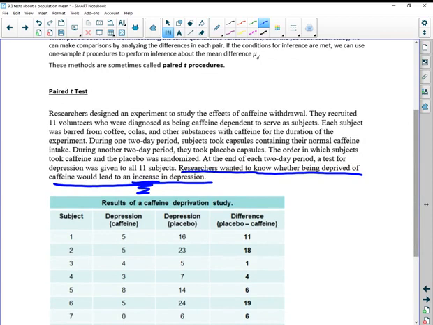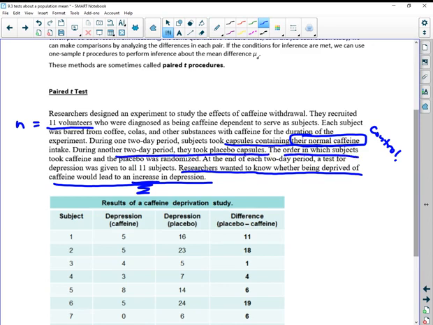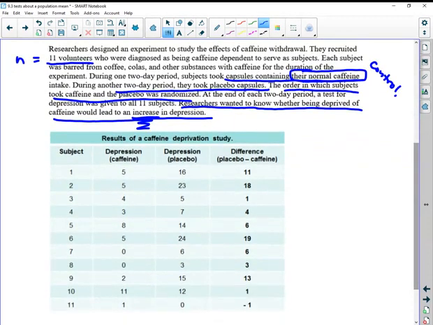They're studying caffeine. They've recruited 11 volunteers. They were barred from any coffee, colas, and other substances with caffeine during that period. They're going to take capsules containing their individual normal caffeine. That's the control right there. And then during the other 2-day period, they're going to take the placebo. The order in which they do this is going to be randomized, and so that's good for our randomization.